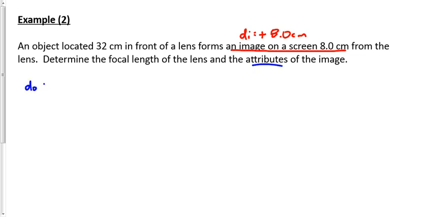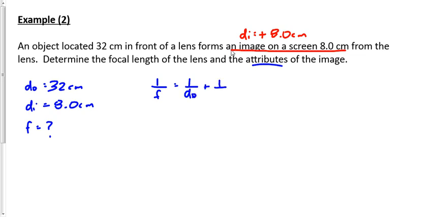We know that DO is 32 centimeters. We know that DI is positive 8 centimeters, both positive, right? DO is always positive. DI is positive in this case because it's a real image projected onto a screen. We're looking for the value of F. So using our lens equation, 1 over F is equal to 1 over DO plus 1 over DI. 1 over F is equal to 1 over 32 plus 1 over 8.0.